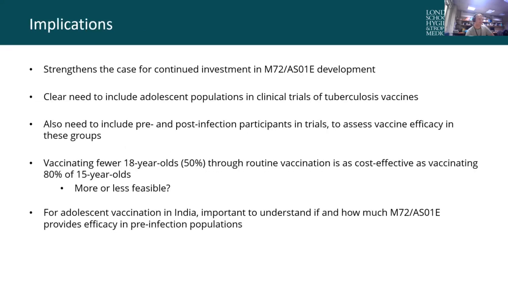I am going to just finish on the implications. This strengthens the case that we need to develop these vaccines. We need to include the right populations in where they are trialed, and we need big enough trial populations that we can consider both of the pre and post-infection dynamics. One interesting result we found is that the ICERs were quite similar for vaccinating 50% of 18-year-olds and 80% of 15-year-olds.